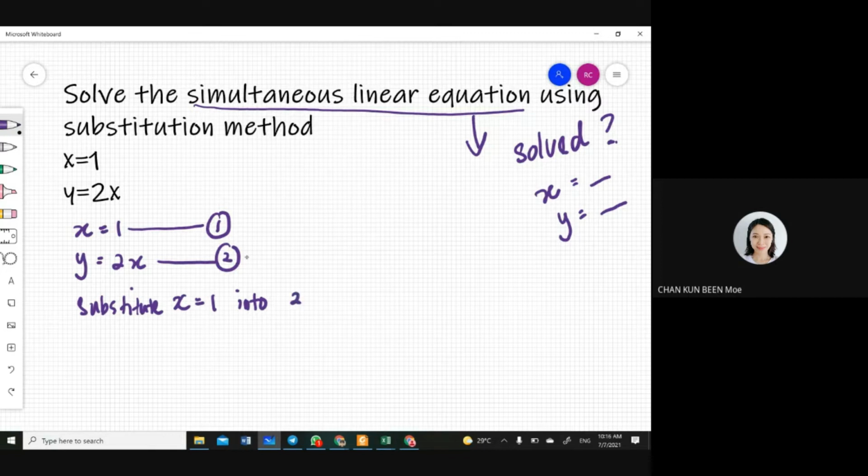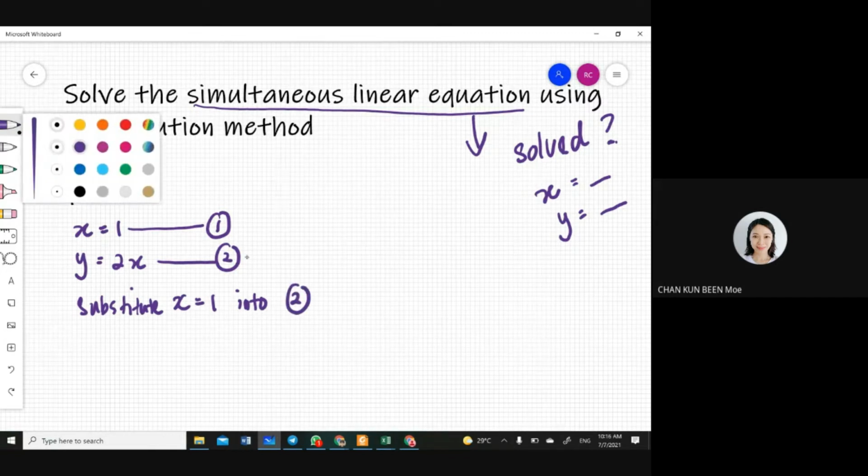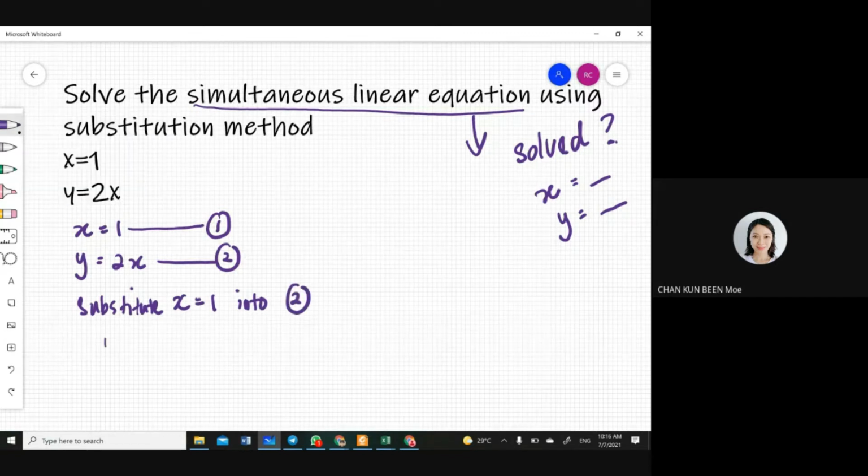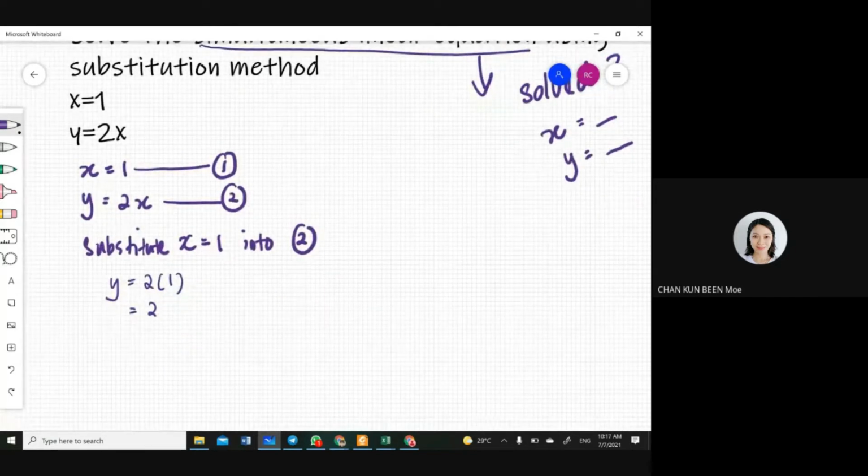So I write down y, copying from equation 2: y equal to 2x. Because we already substituted x equal to 1, this x here will be 1. So we get the answer already: 2 times 1 equal to 2. This is the simplest one. We already found out when x equal to 1, y equal to 2.